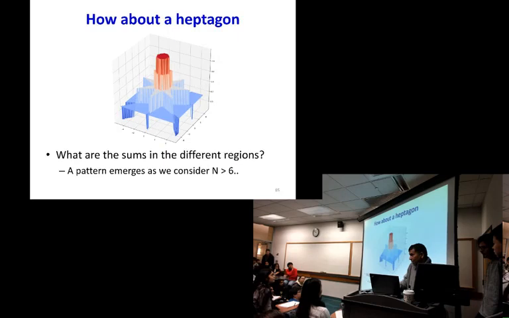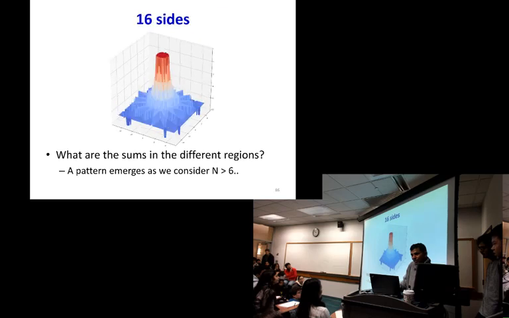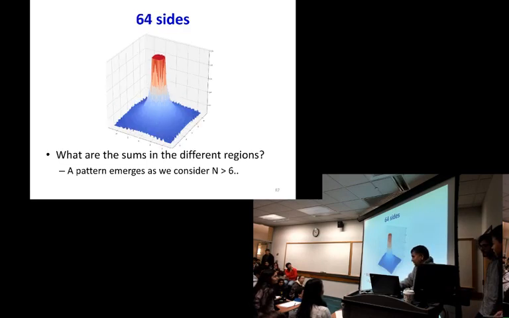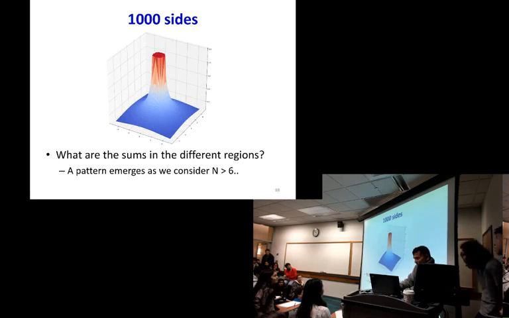You know, if I'm trying to model a heptagon, this is what I get. What's the name for something with 16 sides? Right, anybody know? You're going to say it in Latin, hexadecagon, right? Anyway, the figure gets really pretty, right? And this is with 64 sides. And this is with 1,000 sides, right? What is the pattern that you observe?